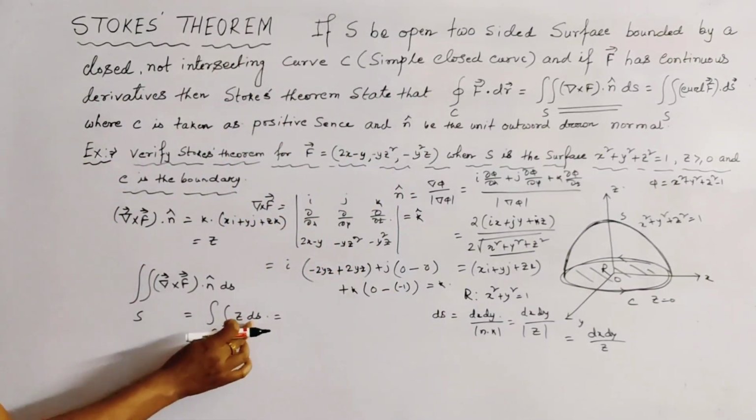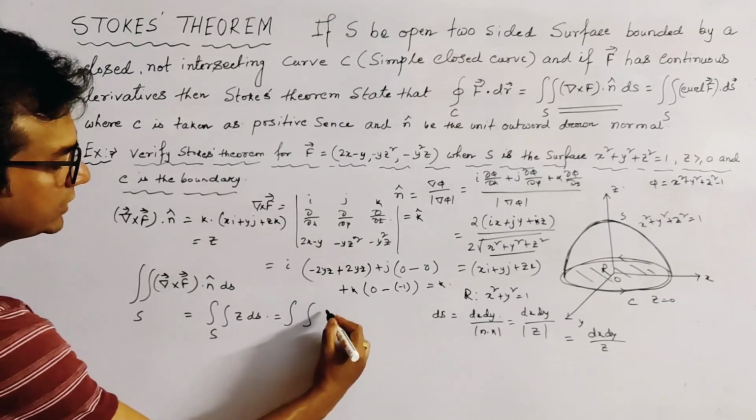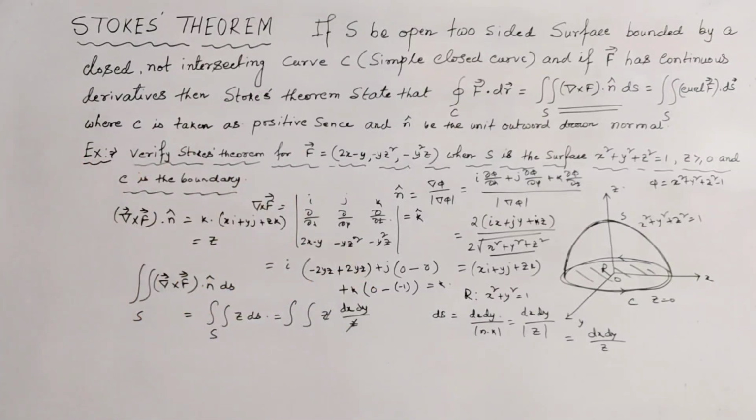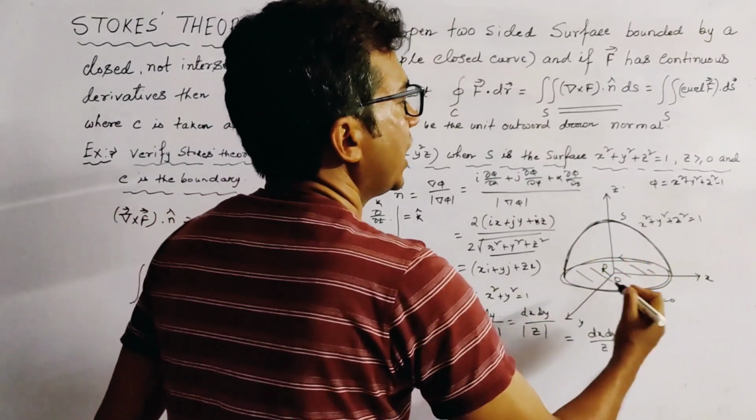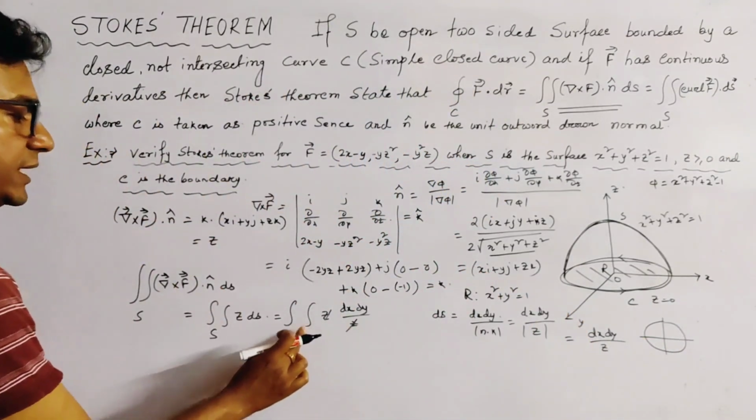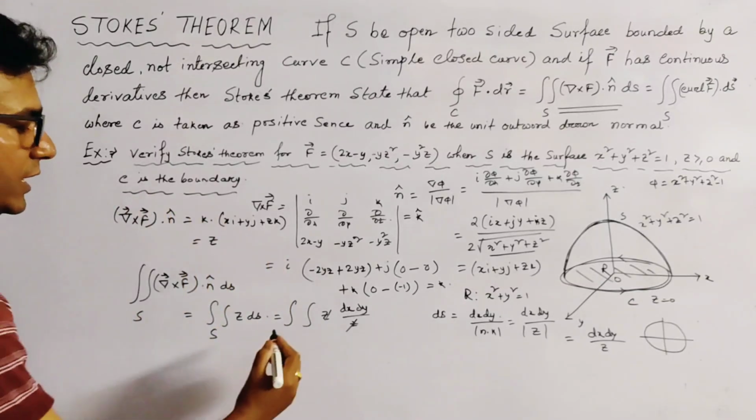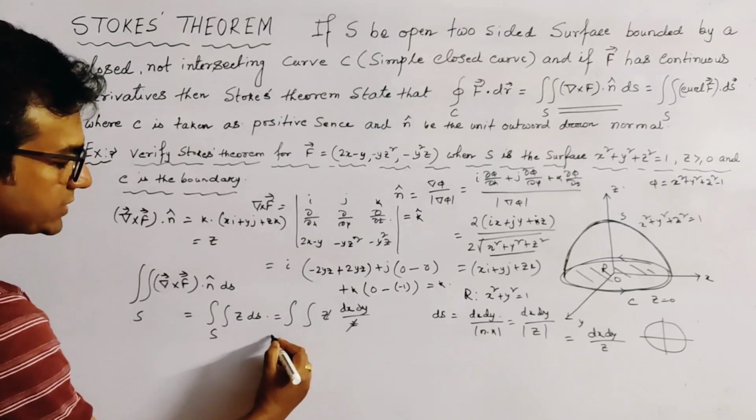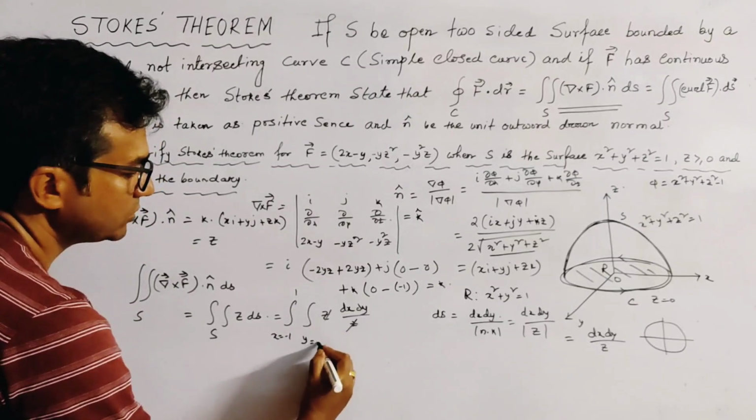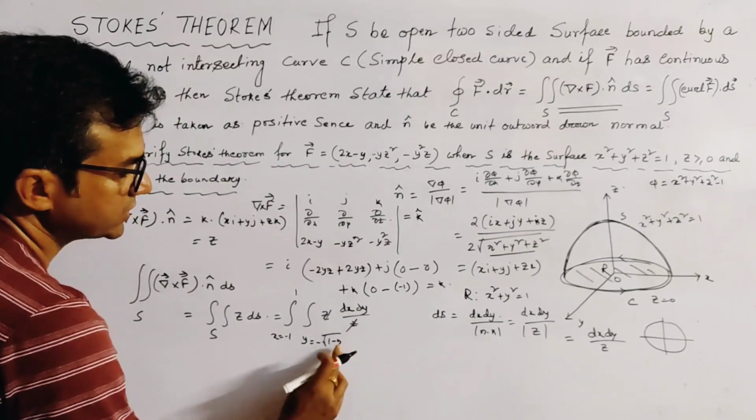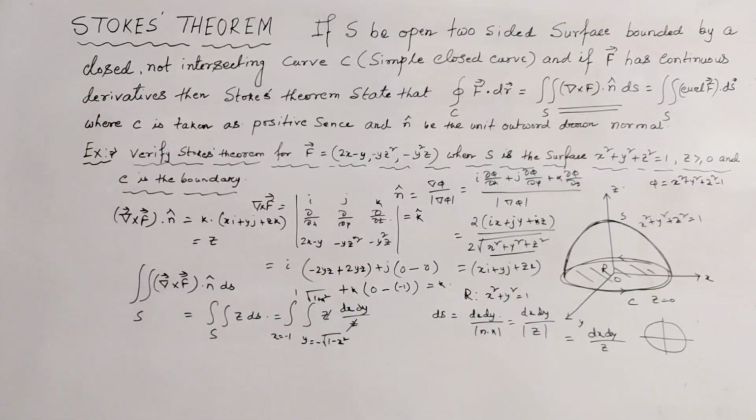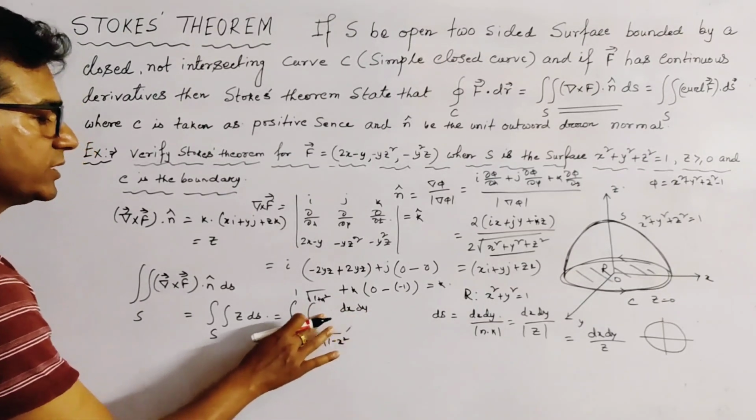Okay, we put the value of dS and get the double integration of z into dx dy by z, so only dx dy. Now for the circular region R, if we draw the circular region and take the limits of x and y, the limit of x is minus 1 to 1, and then the limit of y is minus root under 1 minus x square to plus root under 1 minus x square, right, and this is only dx dy.